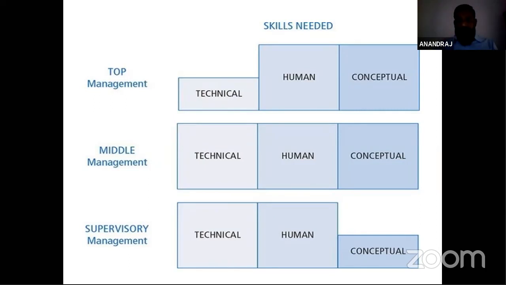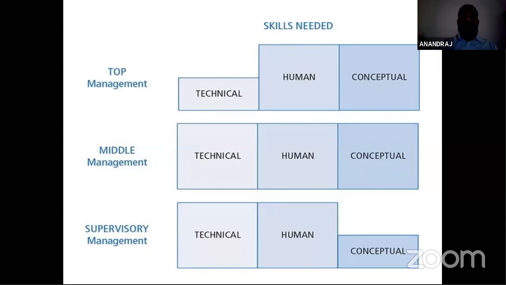Now look at this mapping, where the human skills are the skills which are necessary in all the three levels. Human skills. Look at the map. You can see middle level and then supervisor level, only two sides, technical is important, and at the third, top level, technical is only partial. Whereas conceptual also, top level, middle level, you need to have 100%, but it is not necessary in the administrative level.